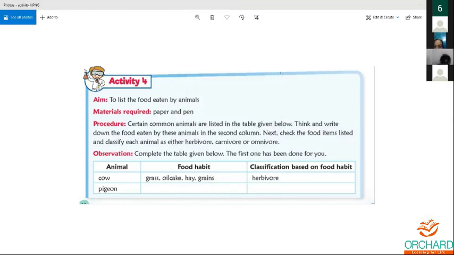Good. So it's a herbivore. Very good, Jivisha. So it's a herbivore. So that's the answer. It's a herbivore. Okay. So like that, they've given lots of other animals also.